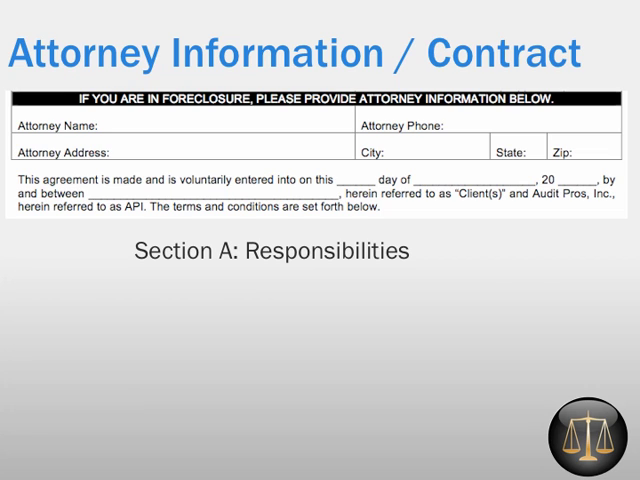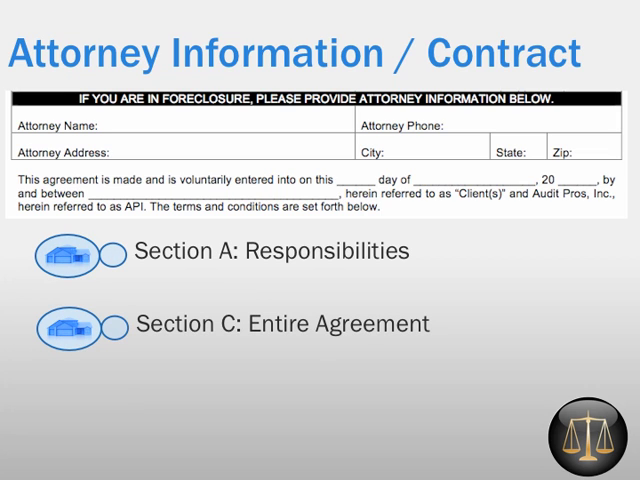Now, on the contract, there's a section called Section A. Those are their responsibilities. I'm not going to cover it here. You can simply read that. Then we've got Section C, which is the entire agreement, the rest of the agreement. Section B we're going to go over separately because that shows all the docs.